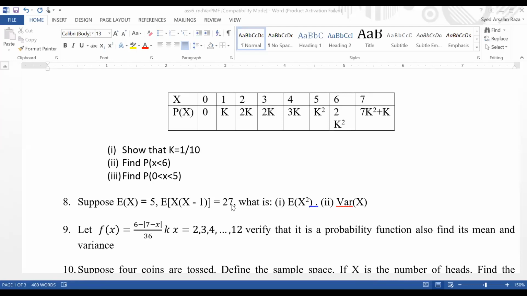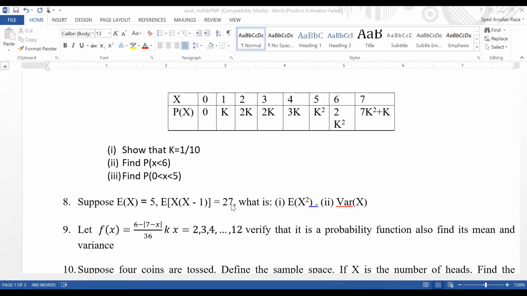If you total all the probabilities, then the equation will be a quadratic equation. And that quadratic equation, when solved, has two values. The positive value of k will be considered, and the negative value of k will be eliminated. Only that value of k will be considered which gives us the sum 1. If any value of k does not give us the sum 1, then we have to eliminate that value of k. That is the solution of part 1.